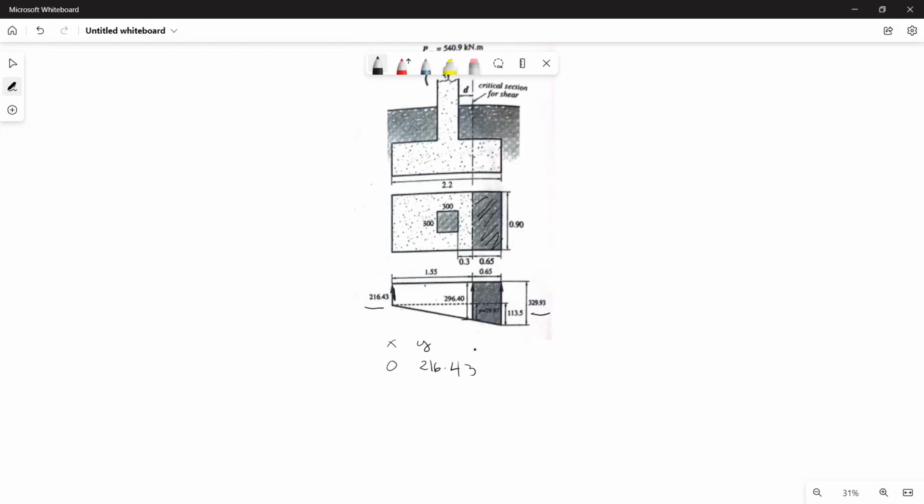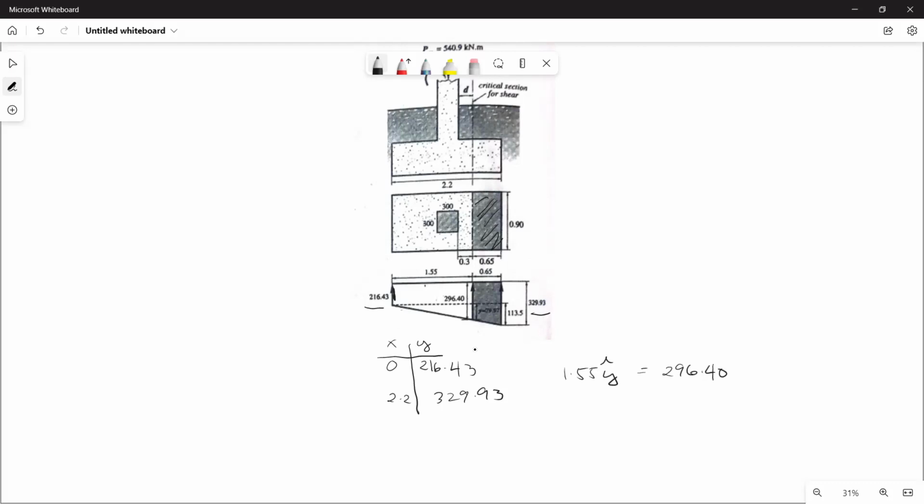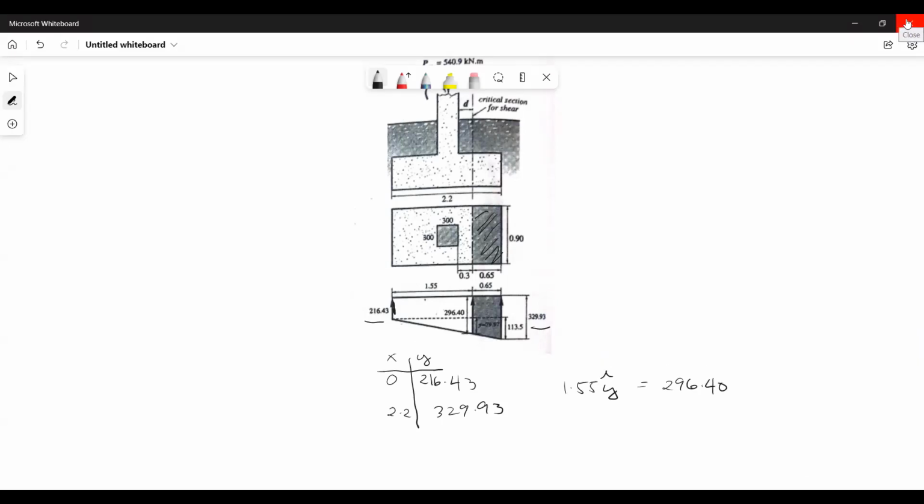So, then at isa pang point at x equals to 2.2, your y, which is the pressure, is 329.93. Then, by linear interpolation, find 1.55 meters, you will get your 296. So 1.55 y hat, you get your 296.4. Okay, so get your calculator. I will show you paano natin gagawin yan.